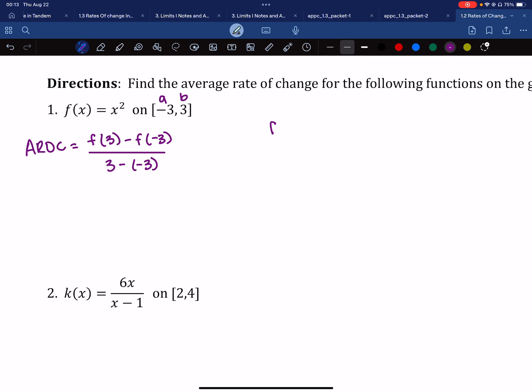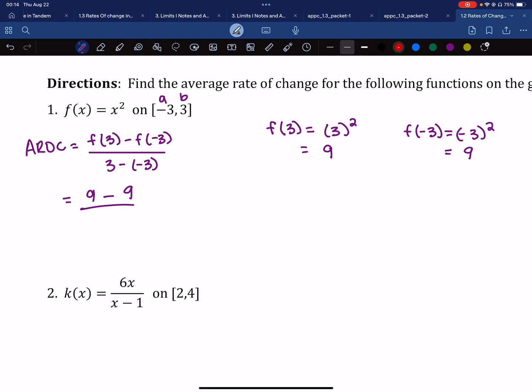So to find f of 3, what we're going to do is plug in 3 into our x squared. Well, that would be 3 squared, which is 9. So I can change this first part, f of 3, to what it equals, which is 9, minus, I repeat that process with f of negative 3, which would be negative 3 squared, which also equals 9.